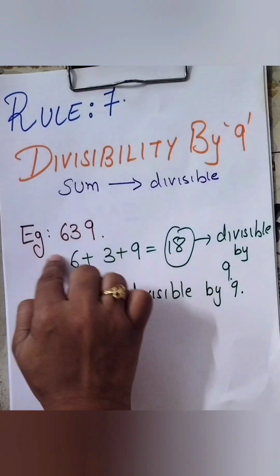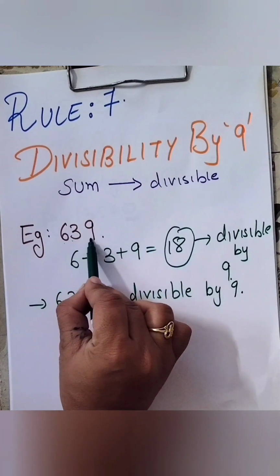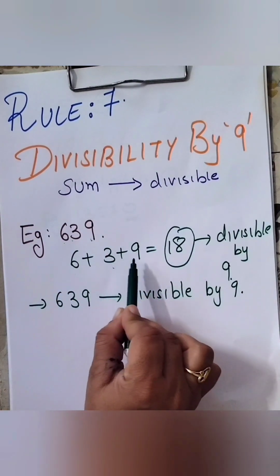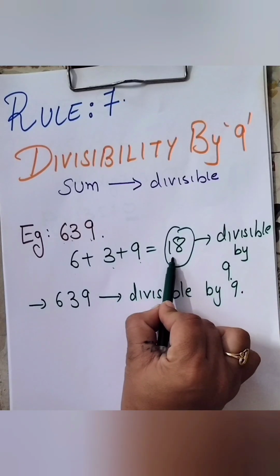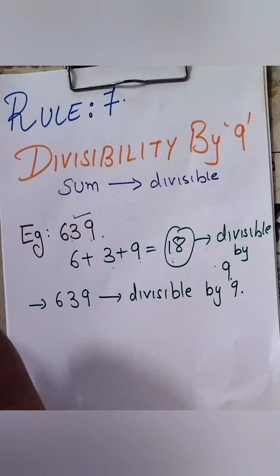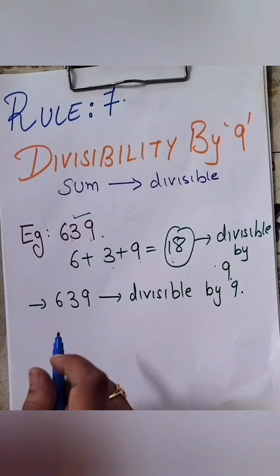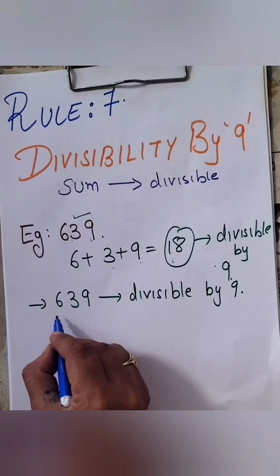Next, divisibility by 9. So here I have taken a number 639. So 6 plus 3 plus 9 is 18. 18 is divisible by 9, which implies this whole number, that is 639, is also divisible by 9. Let's see another example of it. So got it?